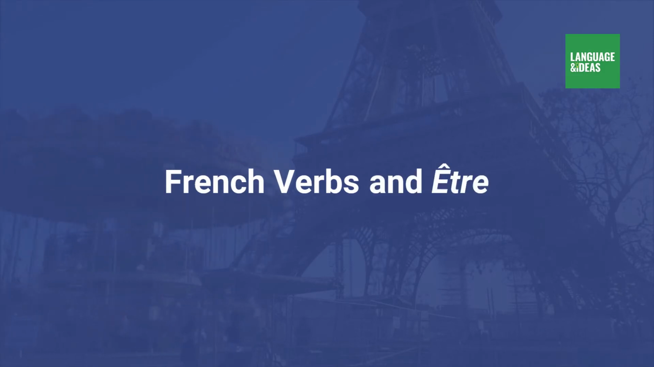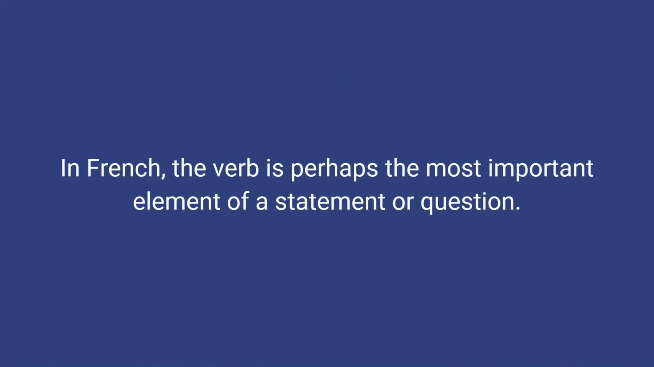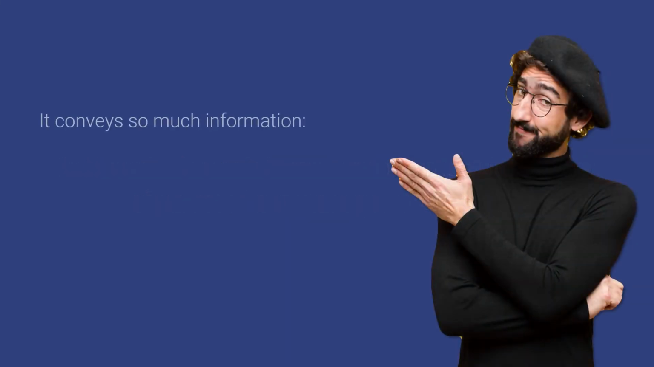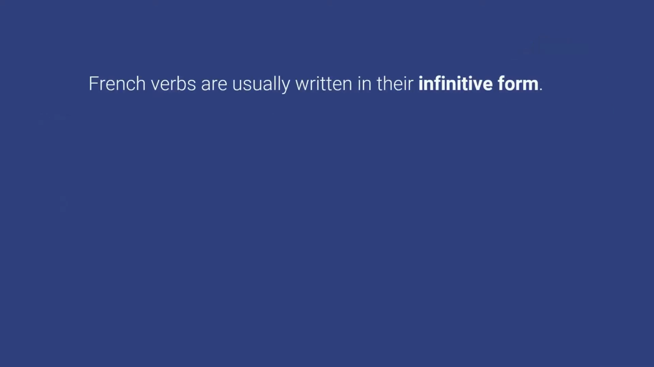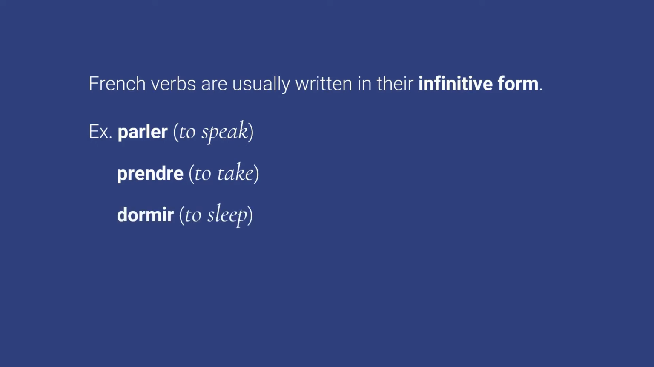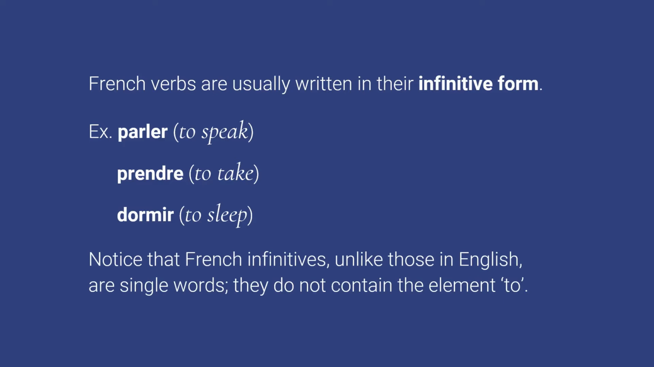So let's get started. In French, the verb is perhaps the most important element of a statement or question. It conveys so much information such as the person, the action or state, and the time of the action or tense. French verbs are usually written in their infinitive form, like for example, parler, which means to speak, prendre, to take, and dormir, to sleep. Notice that French infinitives, unlike those in English, are single words. They do not contain the element to.